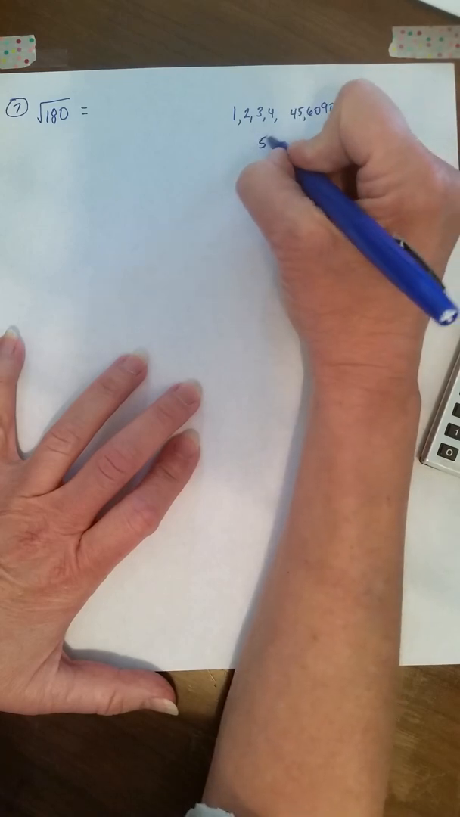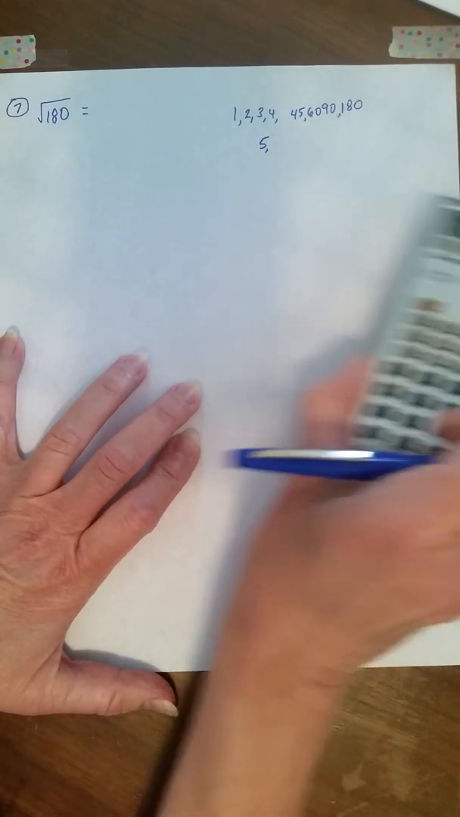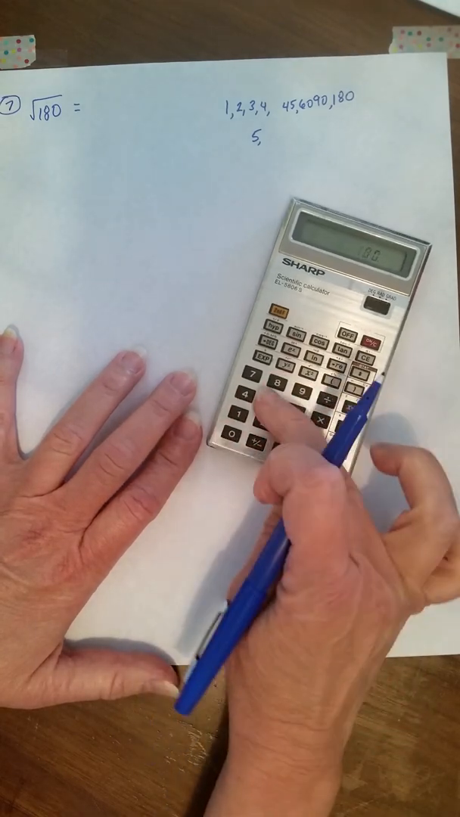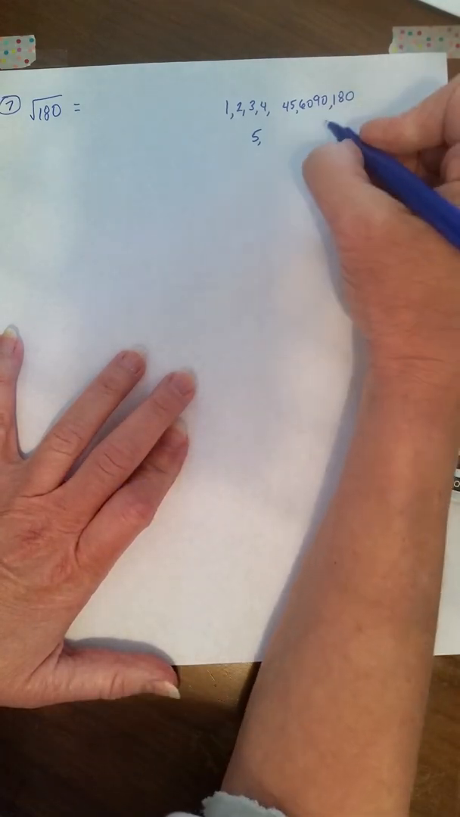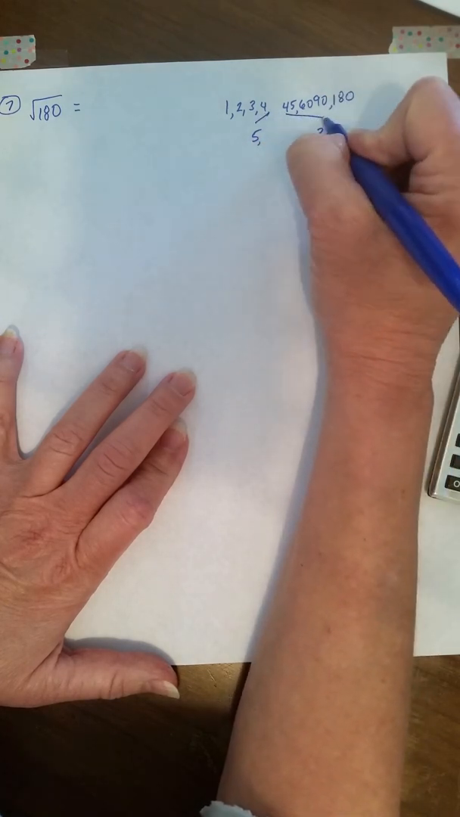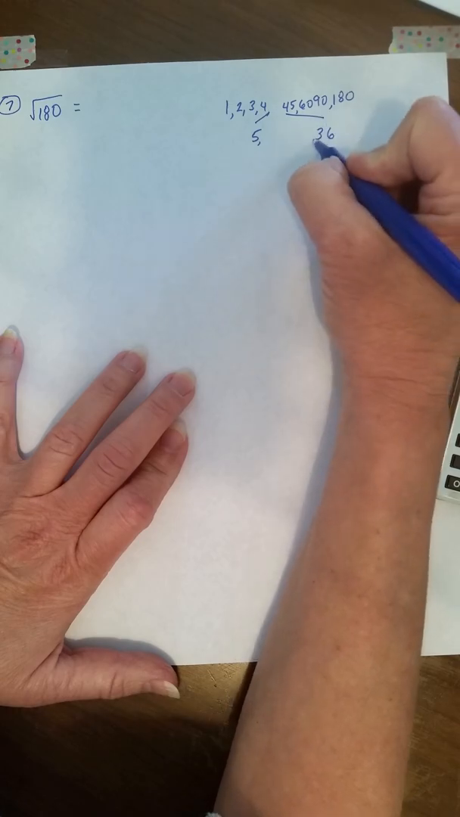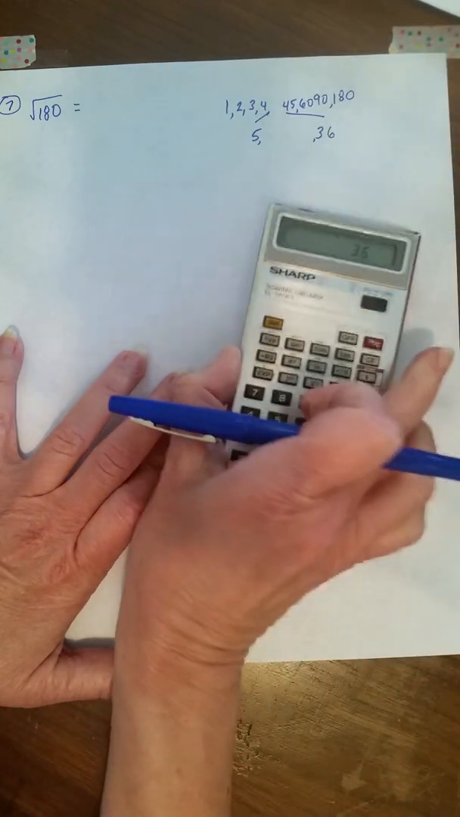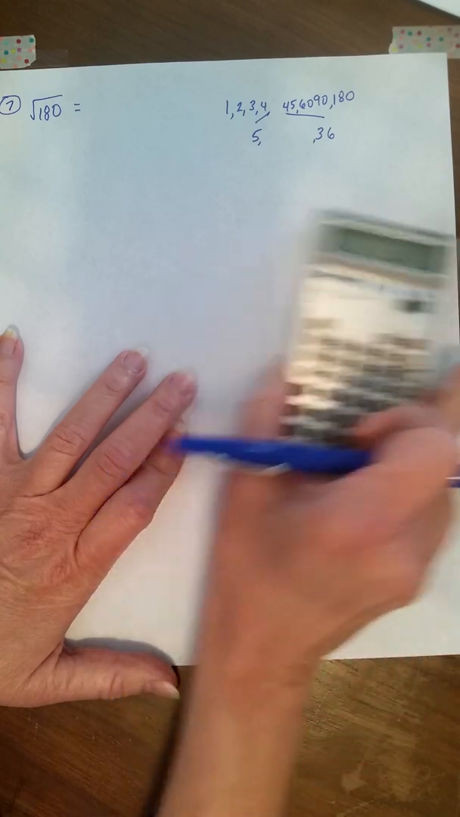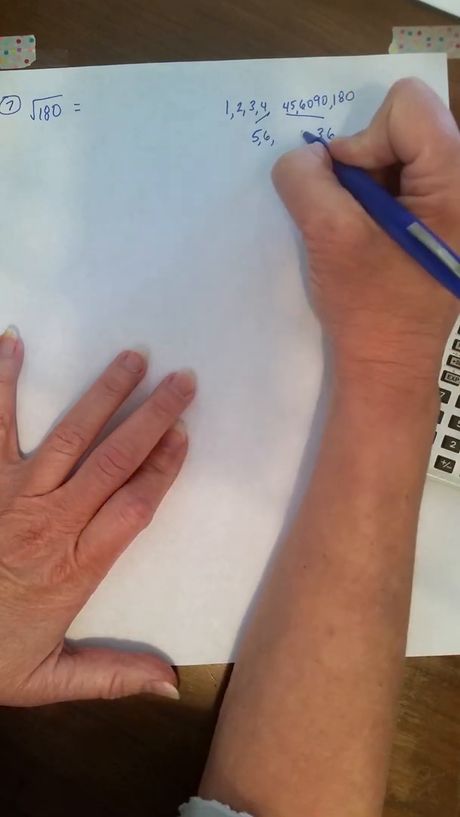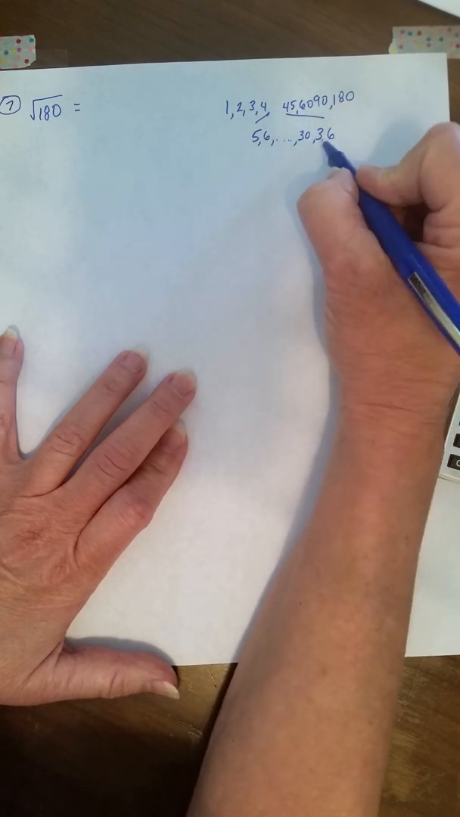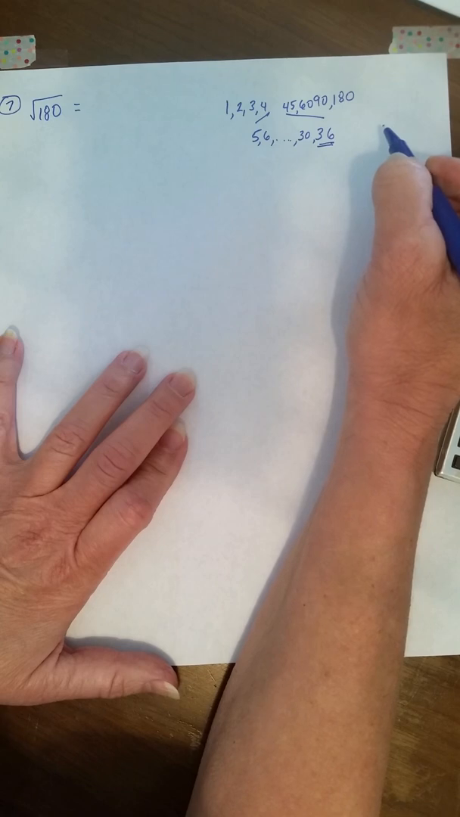Is it divisible by 5? Yes, absolutely, because it ends in 0. So 180 divided by 5 is 36. So this goes in here. Is 180 divisible by 6? It is. You get 6 and 30. Okay, I'm going to stop here because I noticed right here that 36 is a perfect square.